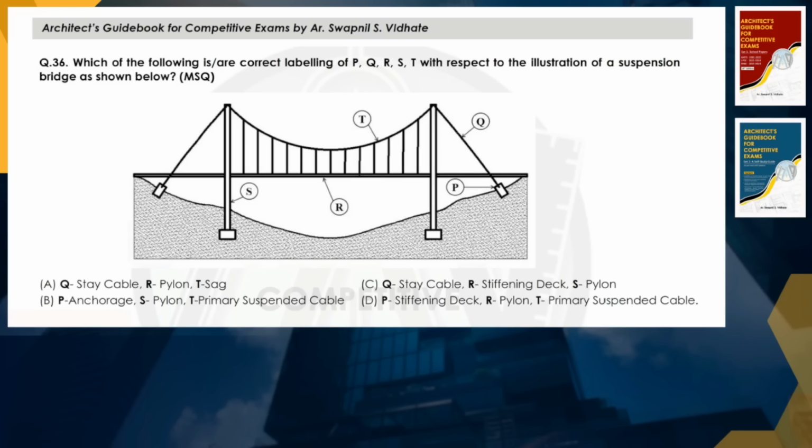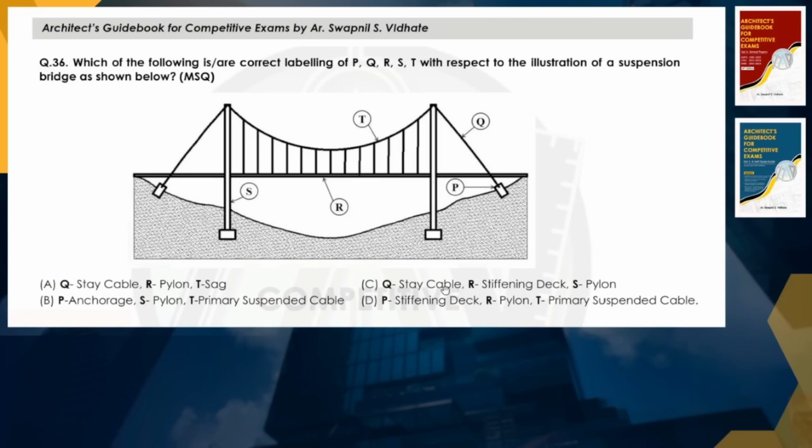Now let's focus on the options. In option A, they have mentioned Q as the stay cable, R as the pylon. Now this cannot be the pylon. This is the deck on which the vehicular traffic flows, so R cannot be the pylon. Option B says P is the anchorage, S is pylon, T is primary suspended cable. My mistake, I said T is the sag, but T is not the sag; this is the primary suspended cable, so this is the correct one.